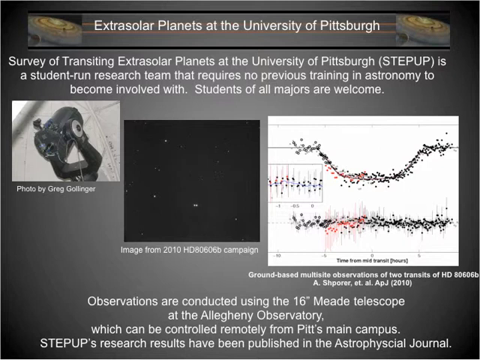The research group that I formed at the University of Pittsburgh, I dubbed STEP UP, which stands for Survey of Transiting Extrasolar Planets at the University of Pittsburgh. It's a student-run research team, mainly undergraduates participating. As far as I know, I've been the only graduate student to work on it as the founding member. What we do is we use the Allegheny Observatory. We use a 16-inch Meade telescope there, which is pictured in the upper left. The middle image is from the HD 80606b campaign, whose data is plotted to the right.